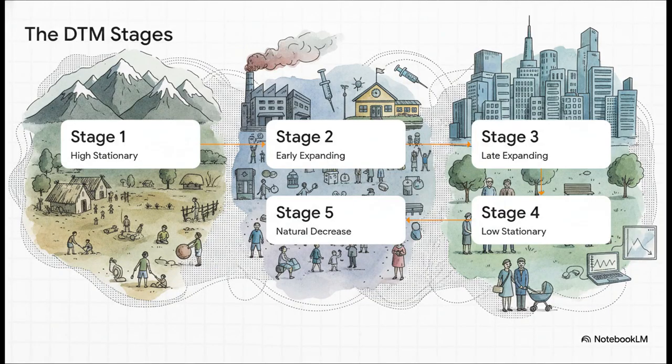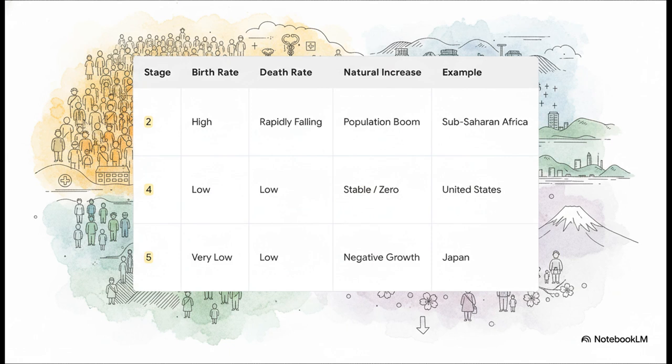Now we've arrived at what is, without a doubt, the most important model in this entire unit, the demographic transition model. You have to know this. It's the framework that connects a country's economic development to its population patterns across these 5 stages. So let's take a closer look. See how stage 2 is where the population explosion happens? That's because things like sanitation and medicine get better, so the death rate plummets, but the birth rate stays high.